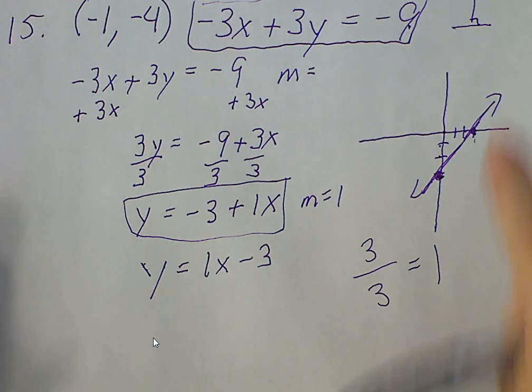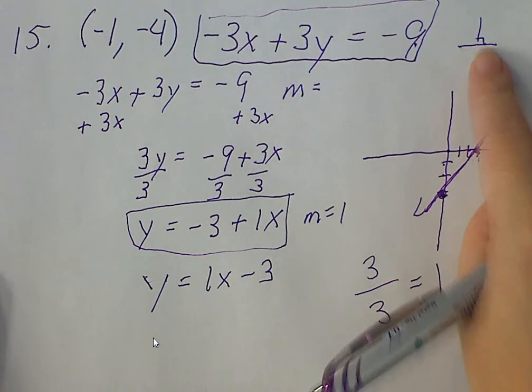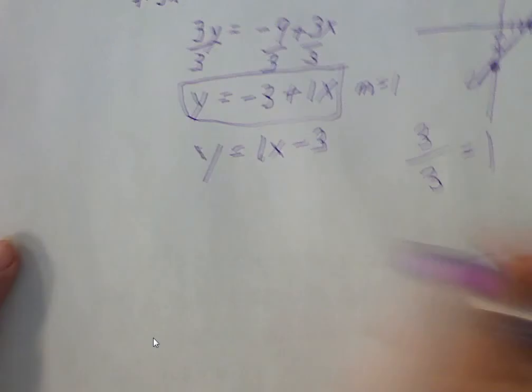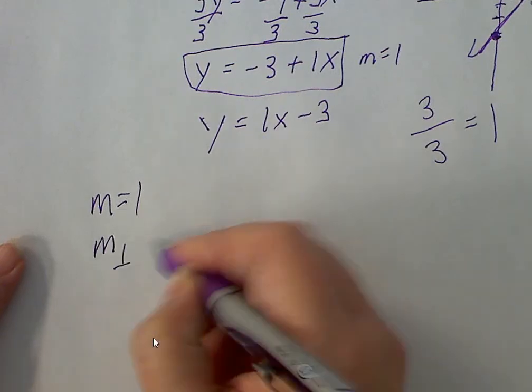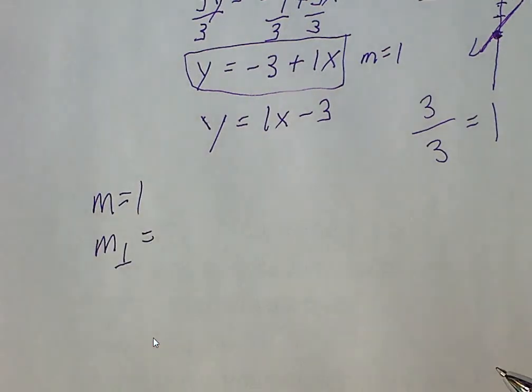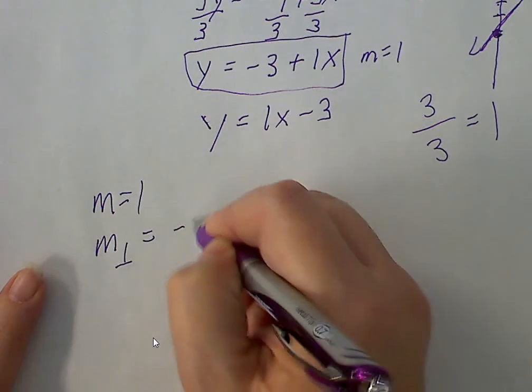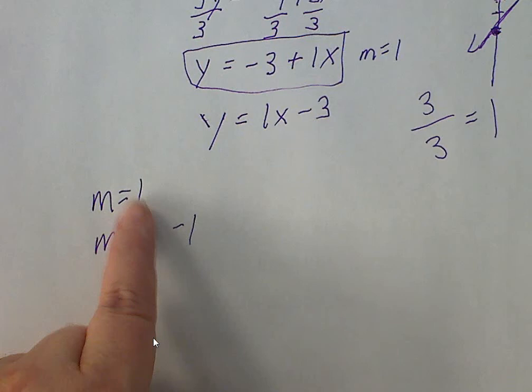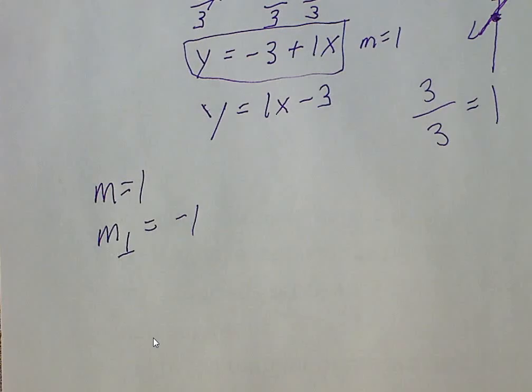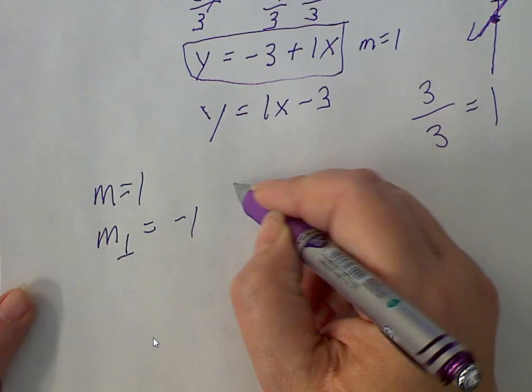Now we want to do the perpendicular to this. If my slope is 1, what is the perpendicular slope? It says flip the fraction and change the sign. So flip 1 is 1 and change the sign. So it's negative 1. So it's just negative 1. Anybody not know how I got from this one to the slope of the perpendicular? Alright. Our point was negative 1 comma negative 4.